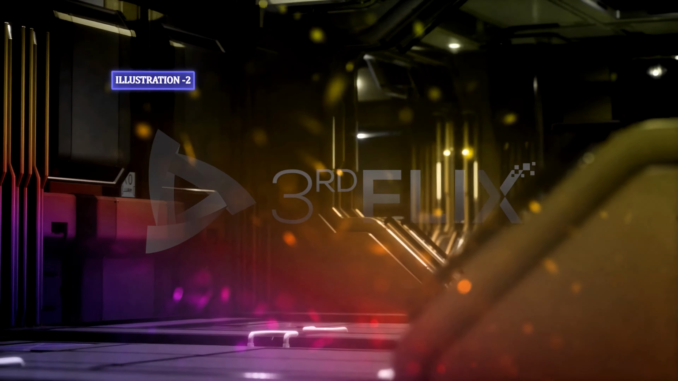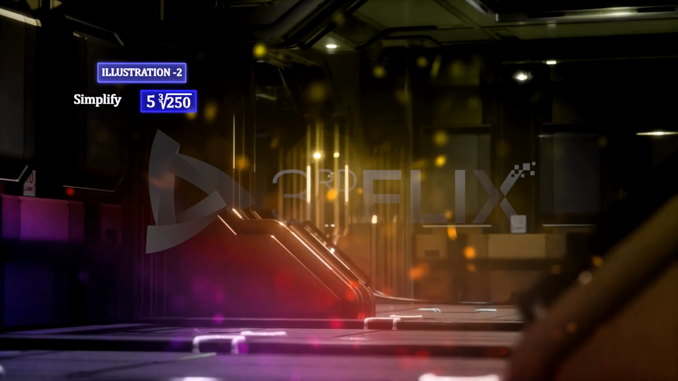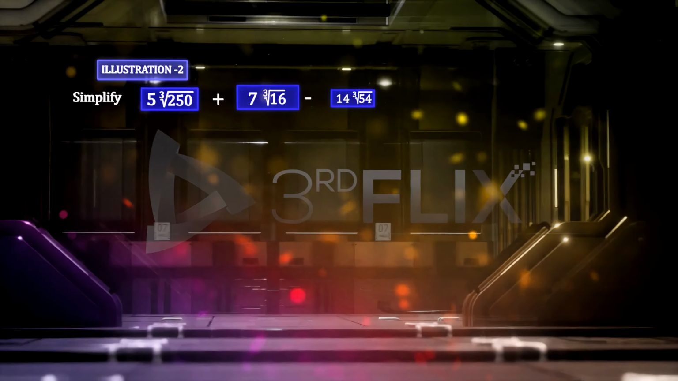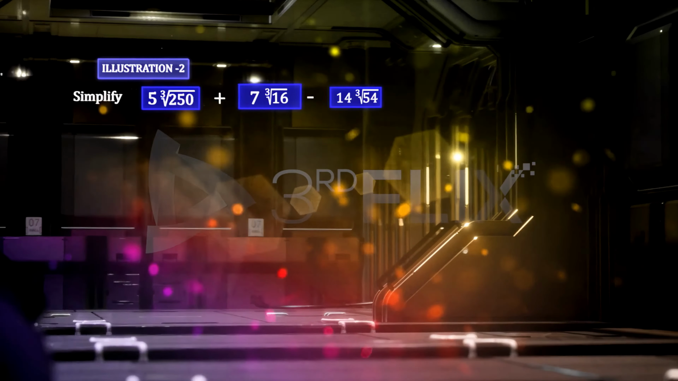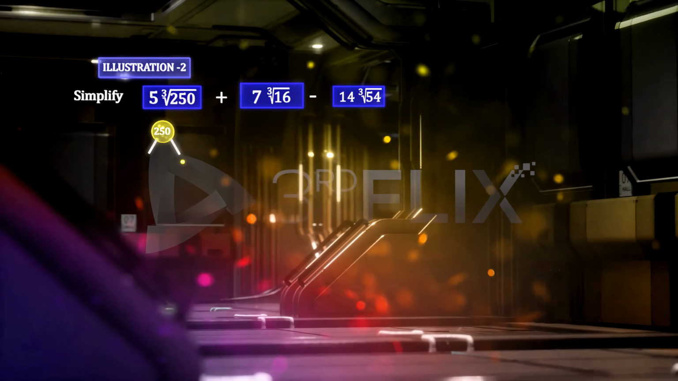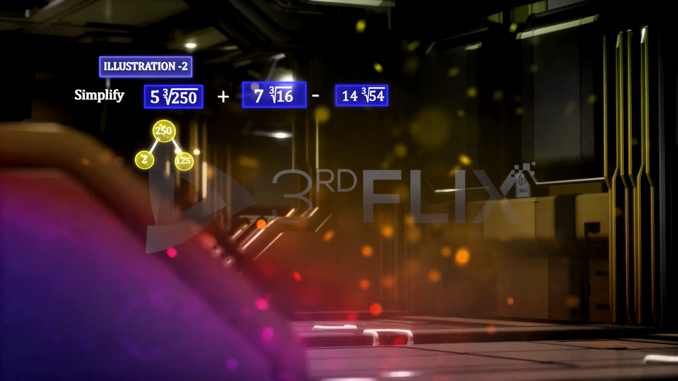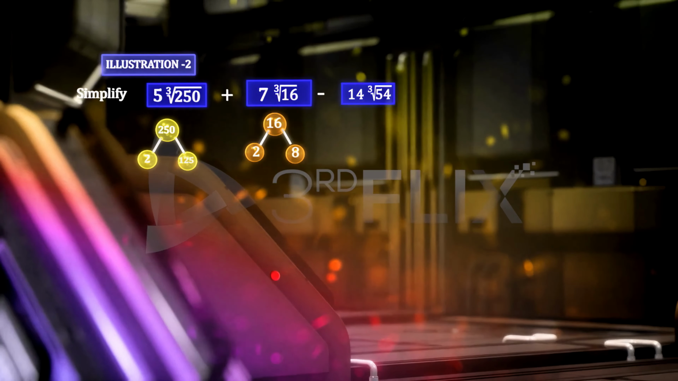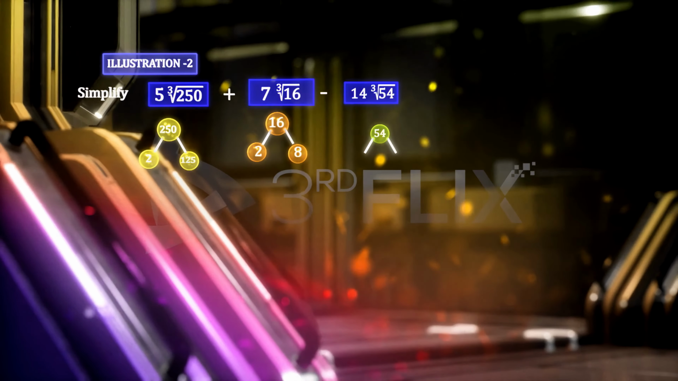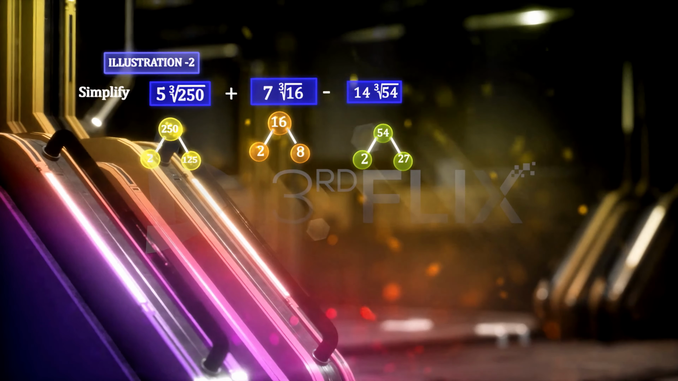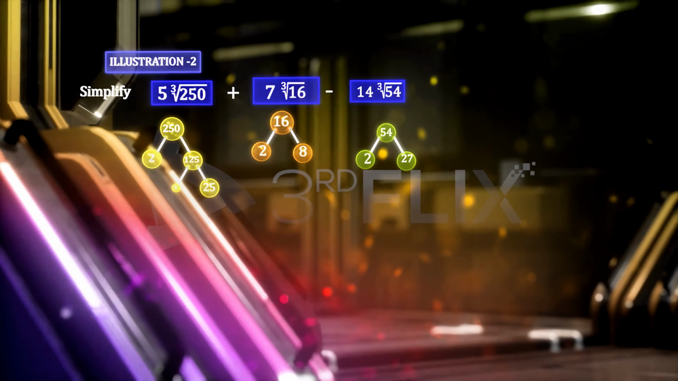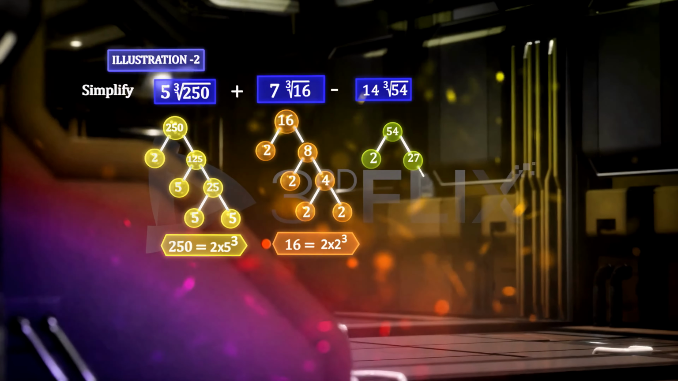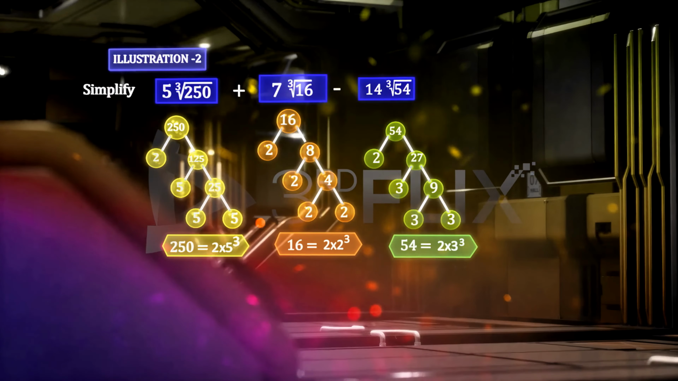Illustration 2. Simplify 5 cube root 250 plus 7 cube root 16 minus 14 cube root 54. 250 can be expressed as 125 into 2. 16 can be written as 8 into 2. 54 can be written as 27 into 2. Further, 125 is expressed as 5 cube. 8 is expressed as 2 cube. And 27 is expressed as 3 cube.